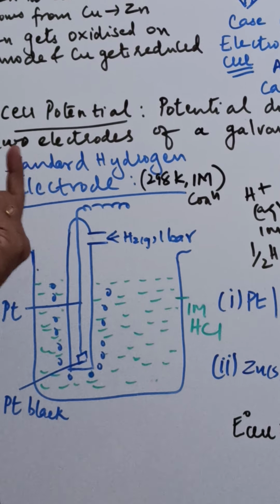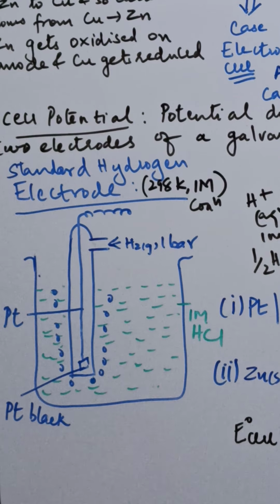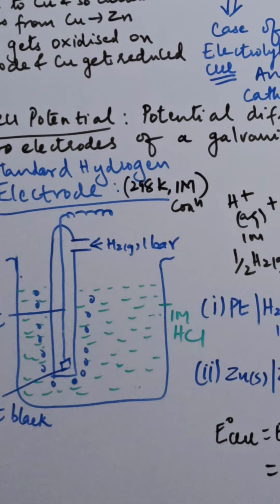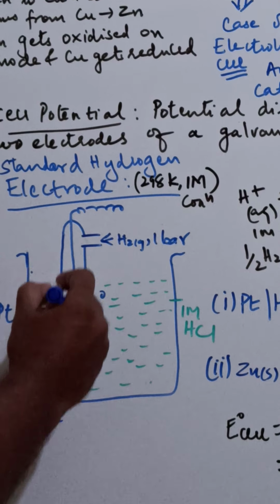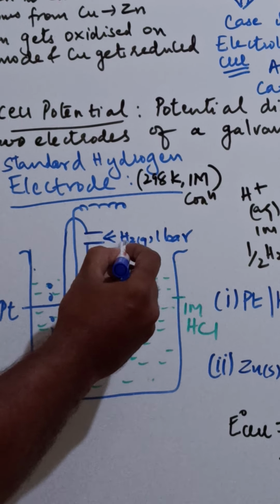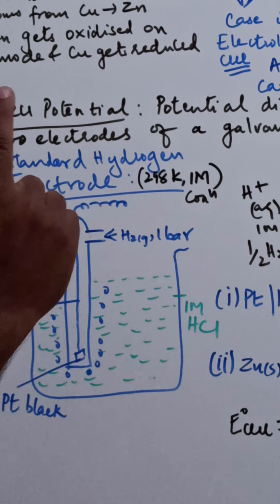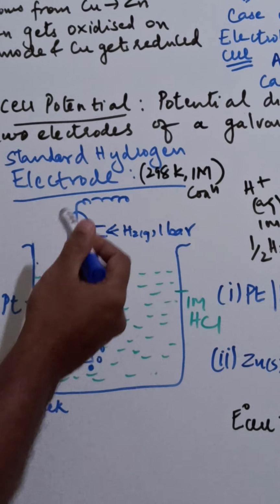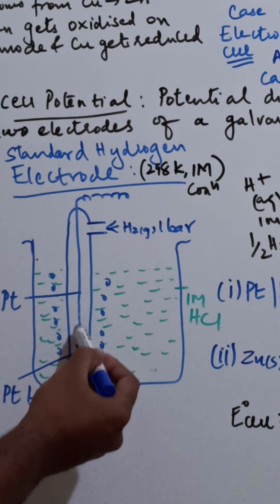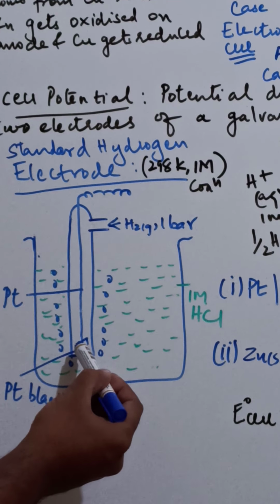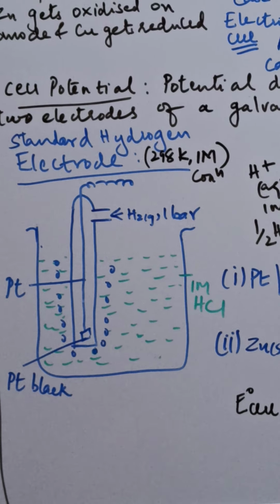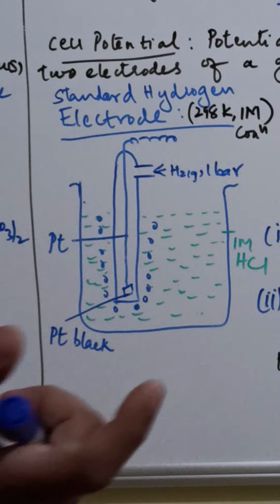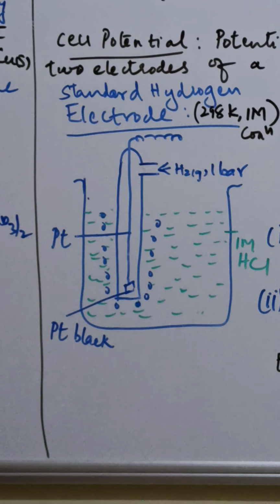Now, the word standard itself implies that the temperature has to be 298 Kelvin and 1 molar concentration has to be there. Here in the beaker, you have a hollow glass tube, your inlet for hydrogen gas. It has to be pure hydrogen gas at 1 bar, that is 1 atmosphere. You have a platinum electrode, connected by a wire to the plate which is coated with platinum black. This platinum black is coated so that the surface area increases and you can have the maximum amount of reaction. More is the surface area, more is the rate of reaction.